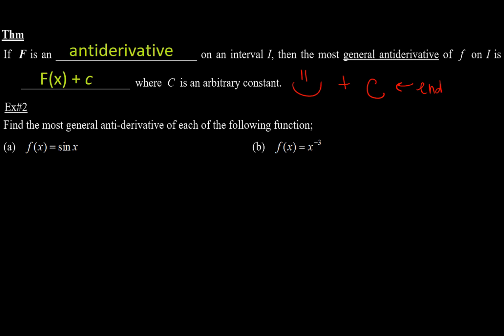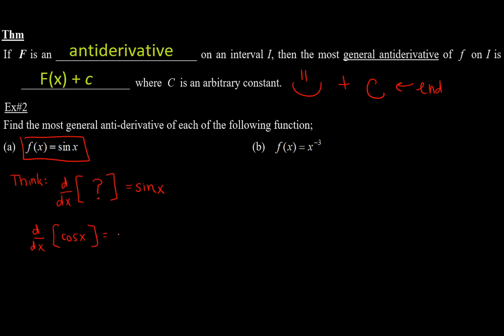So let's take a look at this. We're going to find the most general antiderivative of each of the following functions. What we're starting off with is f of x is sine of x. So remember, what we're doing is we're undoing this. We are thinking, the derivative of what gives me the sine of x? Well, what about the derivative of cosine of x? Well, the derivative of cosine of x gives me negative sine of x, so that's a nope.